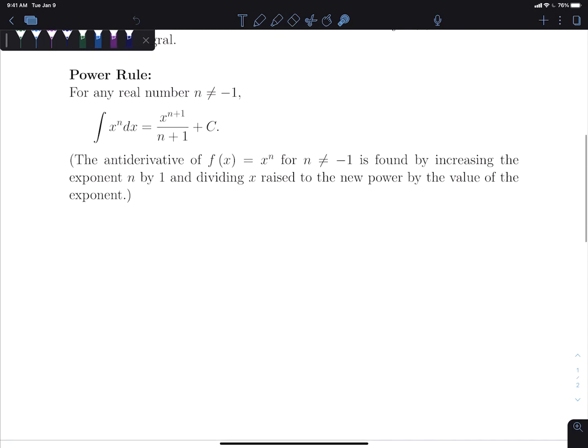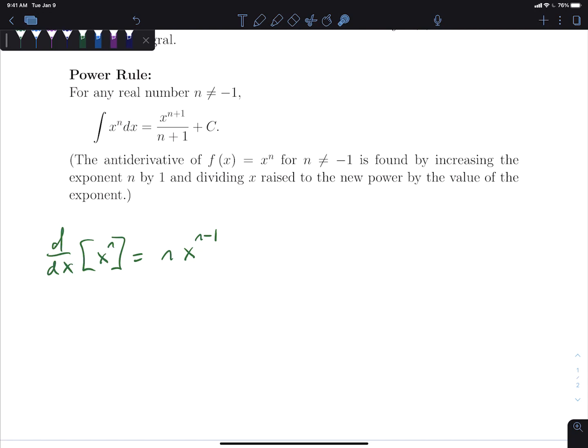Now, there is a power rule. So this is really going to help us quite a bit here. For any real number n not equal to -1, the integral of x to the n dx is equal to x to the n plus 1 all over n plus 1 plus c. Now, remember with derivatives, d by dx of x to the nth power is equal to n times x to the n minus 1, right?